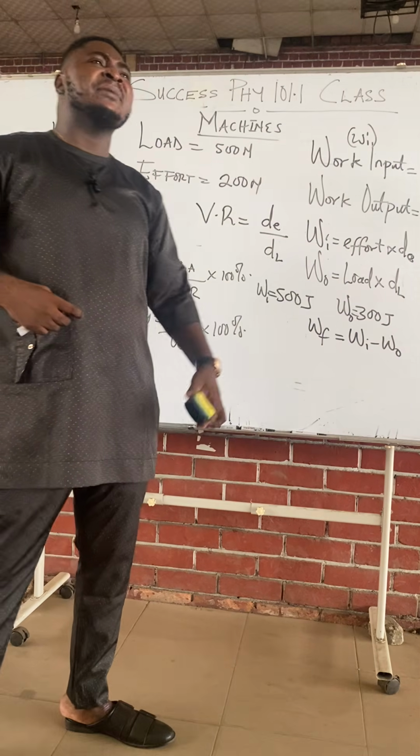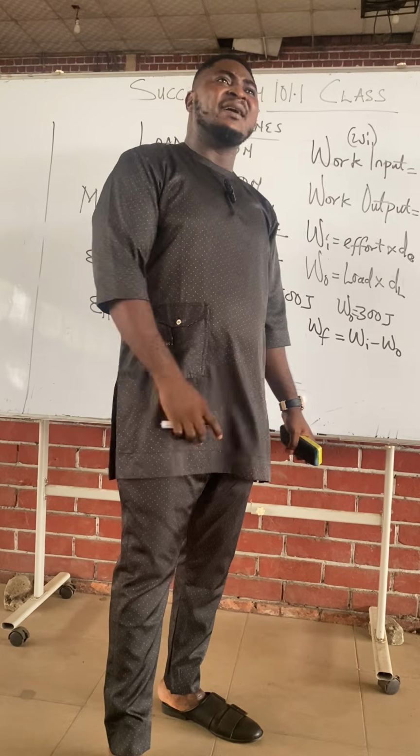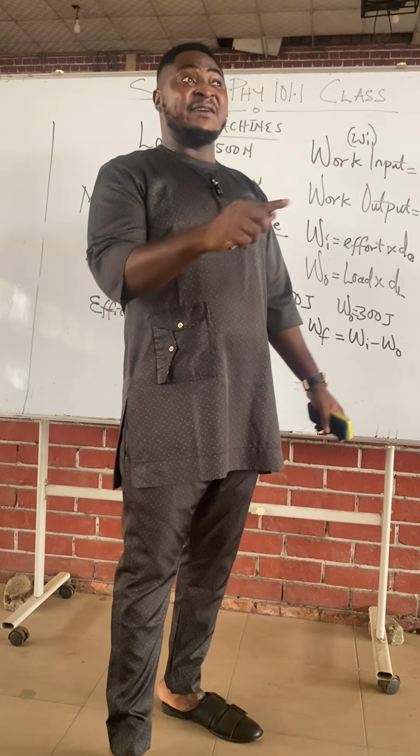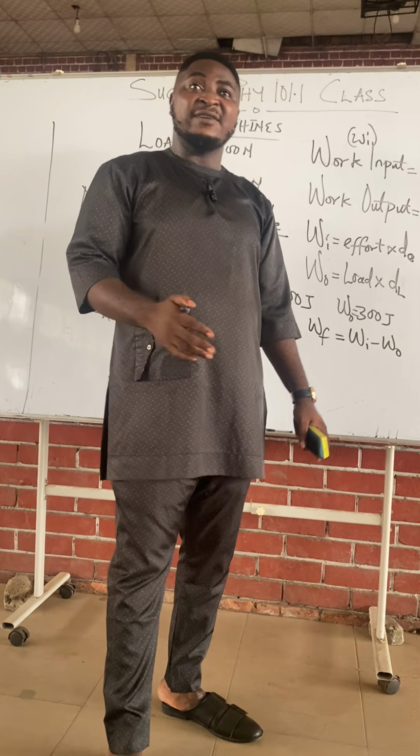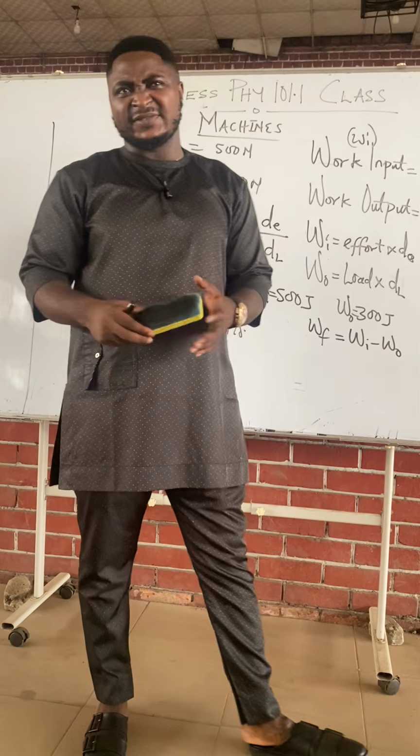Because people, there's no time to read. The school doesn't even give you time to read. Go and read that one. Types of levers: first class lever, second class lever. Those ones don't have calculation. Something you can read. And the examples I'll ask you in the next physics class.